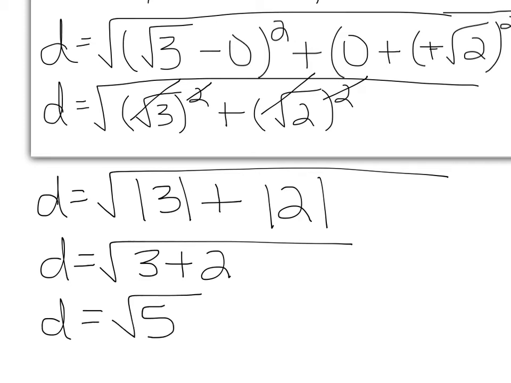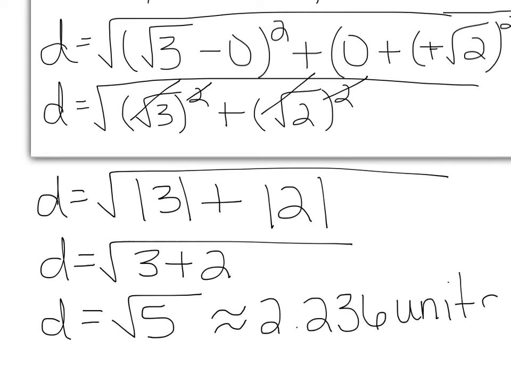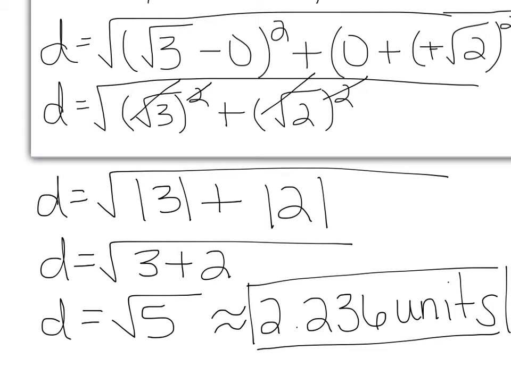But again, we're not going to say that our distance is the square root of 5 because no one has any idea how much that is. So we're going to say our distance is approximately 2.236 units. Because again, they didn't tell us. But we always have to write some form of units. So if they don't give it to us, we're just going to write units.